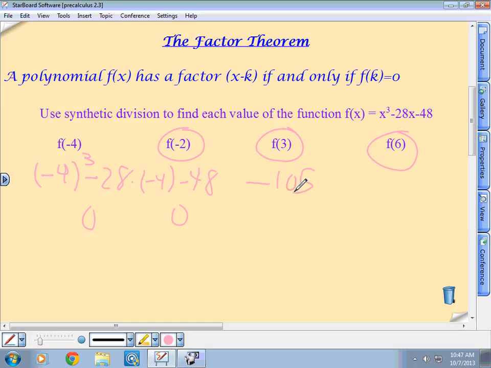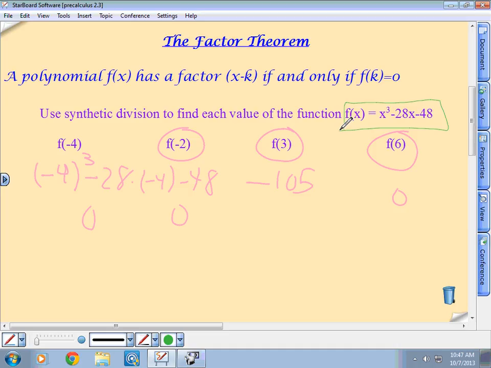It's 0. Is that what you got, Ben? Yep. So what does all that tell you? What does it tell you? Only f of 3 has a remainder.